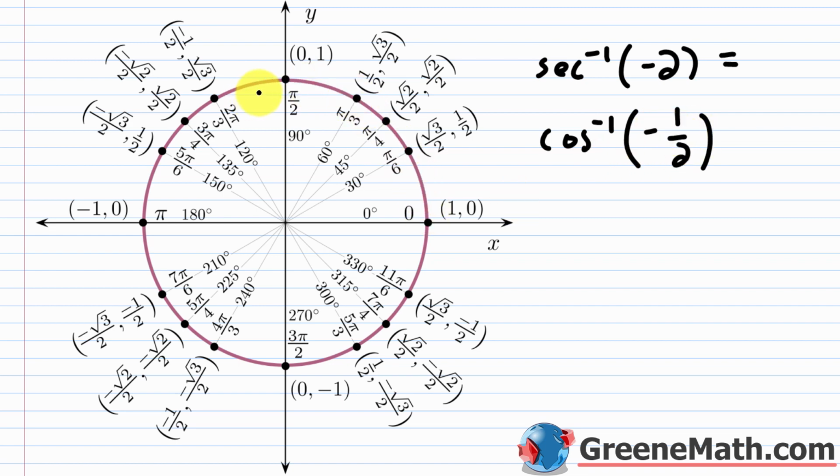If it's negative, you're going to be working in quadrant 2. So this is negative, so I'm going to be working in quadrant 2, and I'm just asking where is the cosine value -1/2 in quadrant 2? So that's going to be right here at 2 pi over 3. So to answer this question, the inverse secant of -2 is going to be equal to the inverse cosine of -1/2, which is going to be 2 pi over 3.